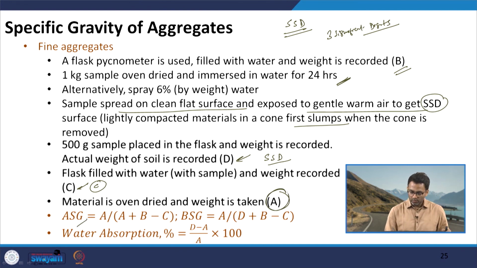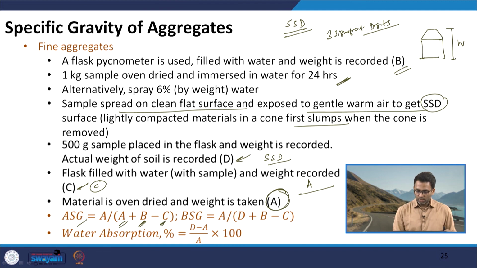Using this weight, we can calculate the apparent specific gravity, which is obvious. You see, apparent specific gravity is A, weight in air, divided by A, because this is weight in air, plus B minus C, where B is the weight of the flask filled completely with water, and C is the weight of the soil sample plus weight of water. We have to do this calculation, because this calculation will finally give us the buoyant force which we are interested in. This is the apparent specific gravity.